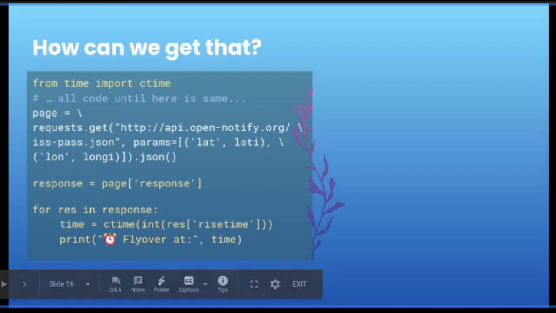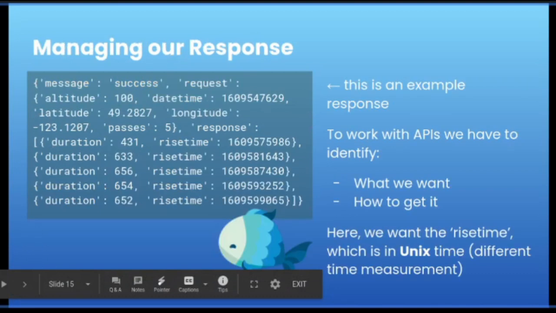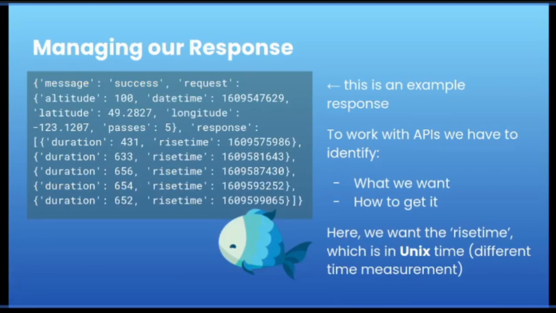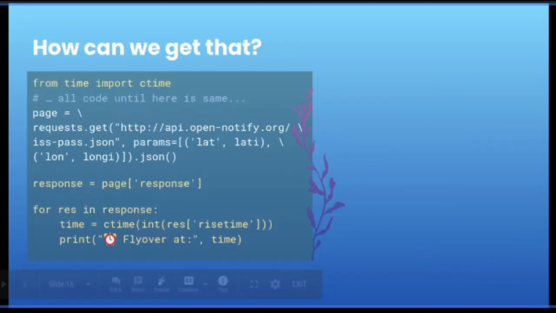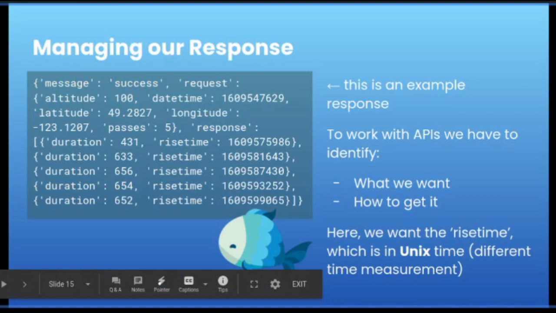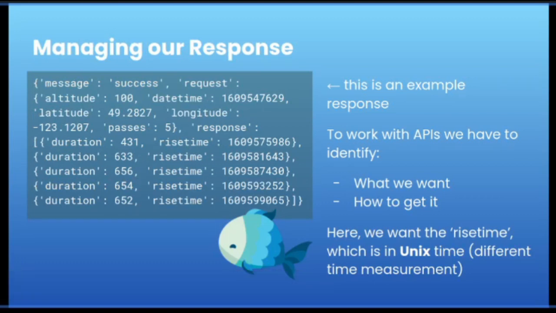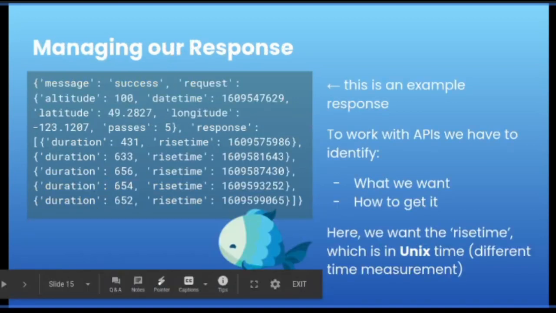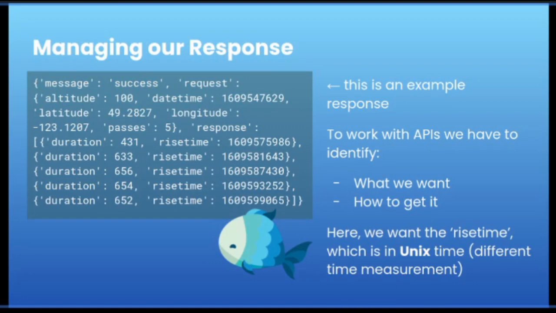And then what we're going to do is translate the time from the Unix time into local time, which is why we use a library, because it gets a bit complicated to do. What we're just going to do is take the rise time of each result. Result would be something like the duration and the rise time. So if we want just the rise time, then we'll take the result's rise time. We turn that into an integer. We run that into the ctime, which converts that to local time. And then we can print it where we know where the flyover is. That should hopefully solve the problem.